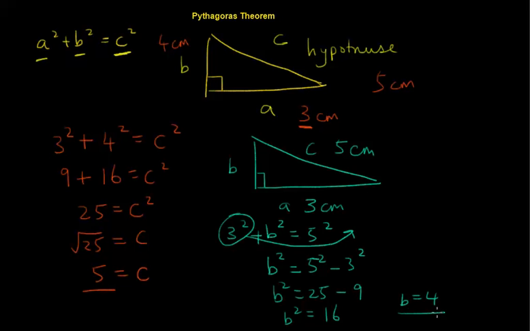So that's how we find out the A or B side when we know the C and, let's say, A in this example.